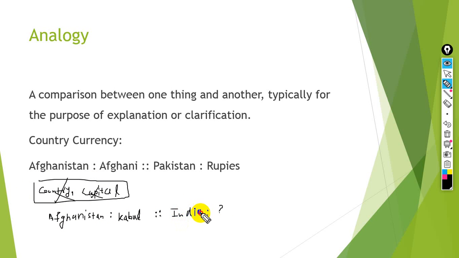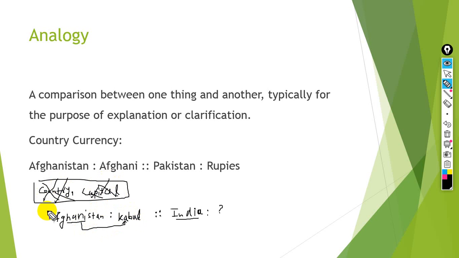So now you should do logical reasoning. You should reason about what the answer of this will be. What is reasoning? First of all, you should check this word and then this word. Both are countries. So here I have taken that Afghanistan has the capital Kabul.